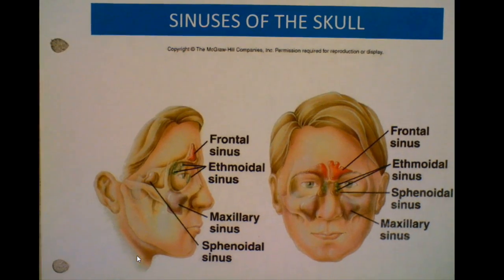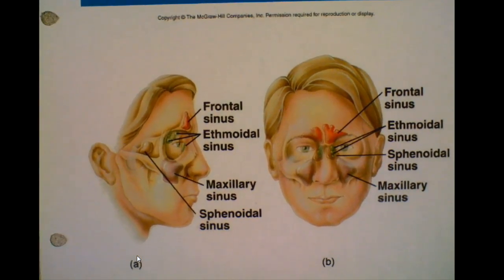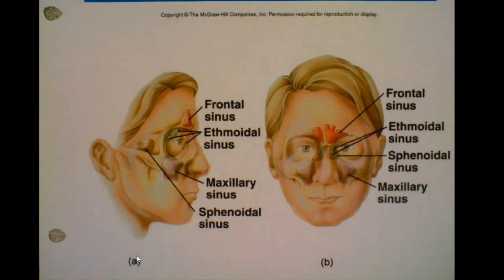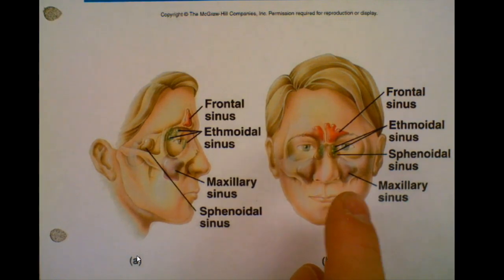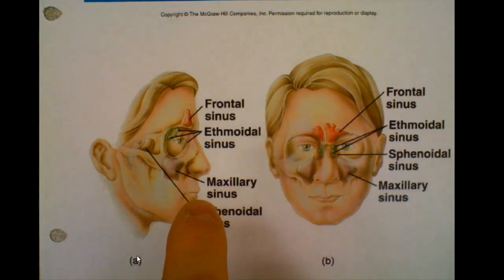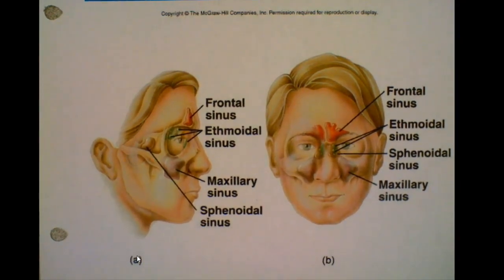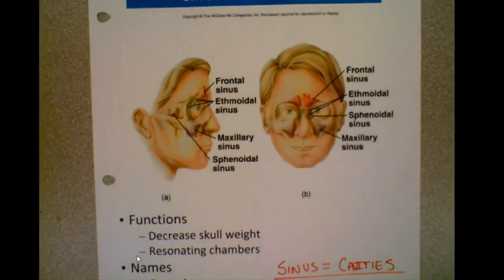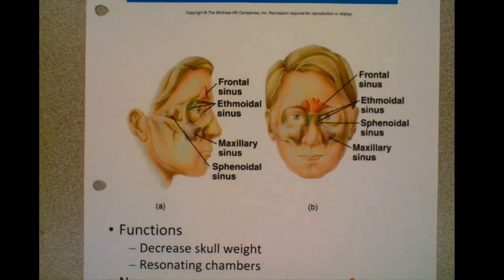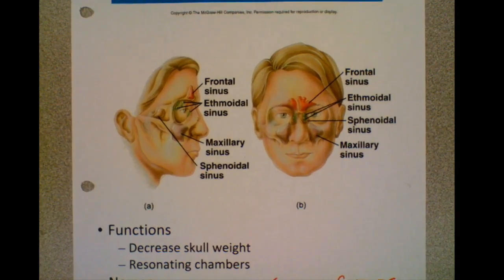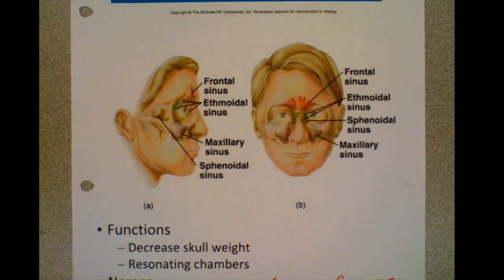We have a set of sinuses in our skull. There are 4 sinuses. So we've got the frontal sinus, the sphenoidal sinus, the maxillary sinus, and the ethmoidal sinus. Now, our sinuses are going to have certain functions, and this is what we need to know, okay? So the functions of our sinuses is to decrease the weight of the skull and to act as a resonating chamber.